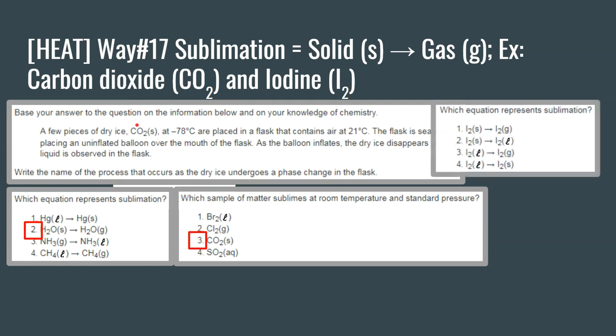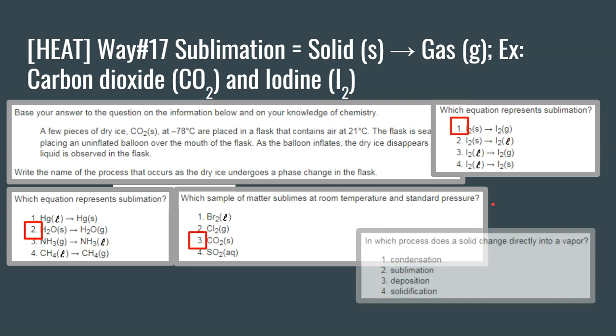Next question, which equation represents an example of sublimation? Remember, sublimation is going from solid to gas, and the only answer choice that indicates that is answer choice 1, solid to gas. Last question, in which process does a solid change directly into a vapor? Vapor is just another word for a gas.